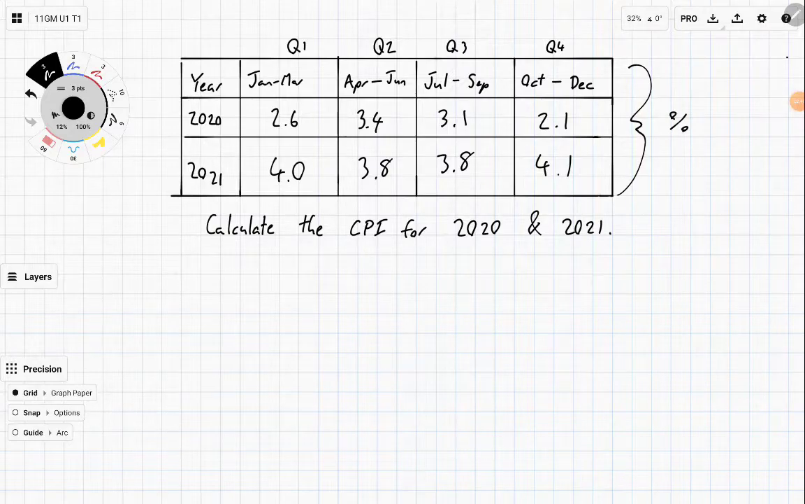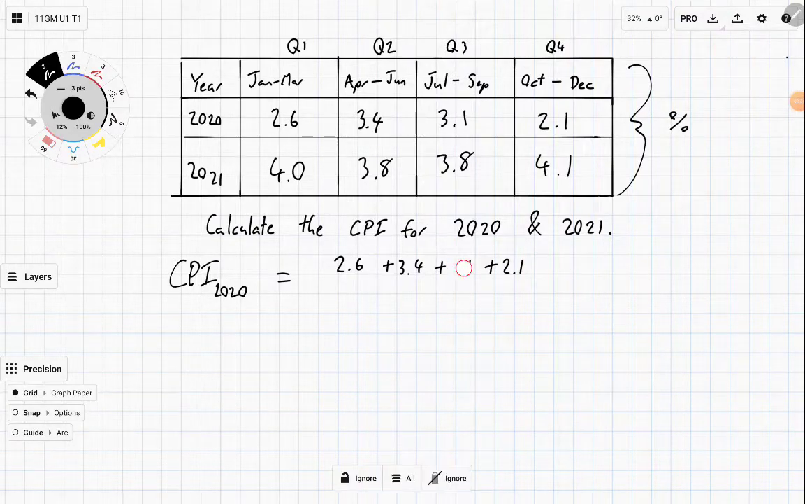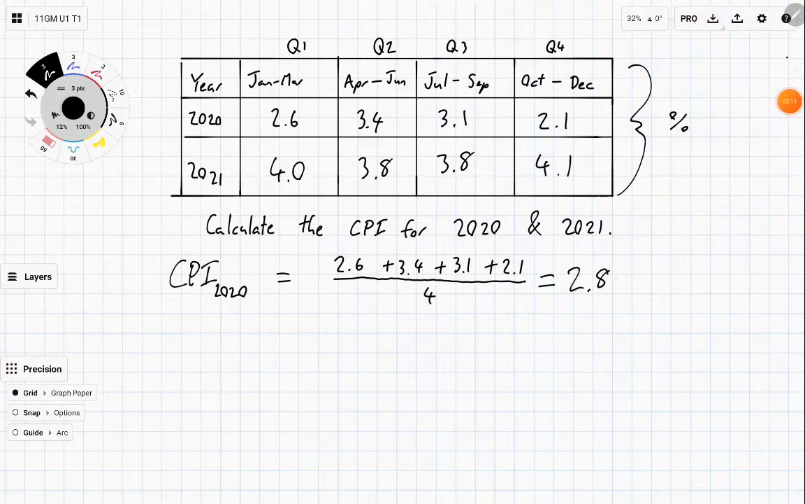So the CPI for 2020, how do we actually calculate it? Well, it's just the average of the 4 quarters. So it's going to be 2.6 plus 3.4 plus 3.1 plus 2.1, and we're just going to average those up. In order to average, we're going to divide by 4, which is going to give us 2.8%. So over the year 2020, the average increase in prices was 2.8%.